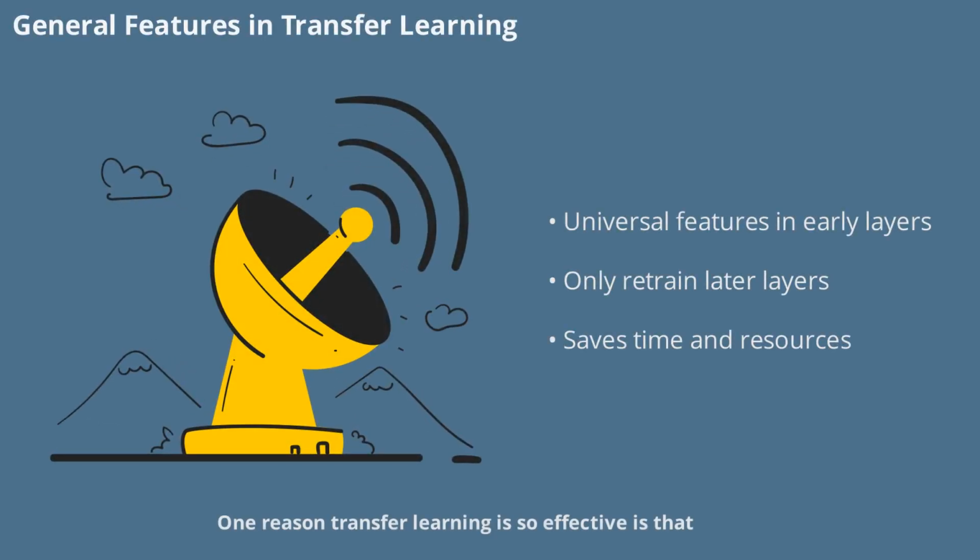One reason transfer learning is so effective is that early layers of deep learning models learn universal features, such as edges and textures in images. These features are useful across many tasks, so only the later layers need to be retrained for specific applications. This means you don't have to start from scratch, saving time and computational resources. By leveraging these general features, transfer learning enables models to quickly adapt to new tasks with minimal data and effort.